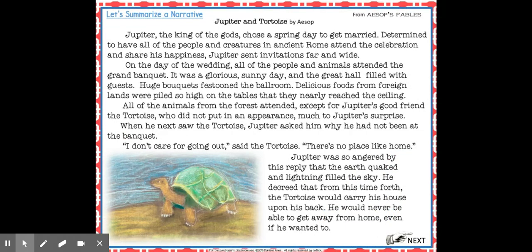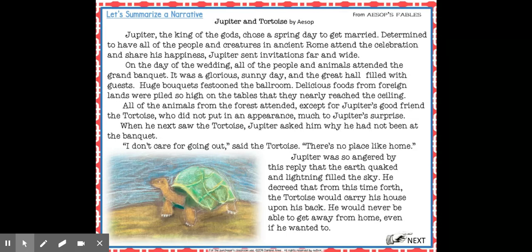Jupiter and Tortoise by Aesop. Jupiter, the king of gods, chose a spring day to get married. Determined to have all of the people and creatures in ancient Rome attend the celebration and share his happiness, Jupiter sent invitations far and wide. On the day of the wedding, all of the people and animals attended the grand banquet. It was a glorious sunny day, and the great hall filled with guests. Huge bouquets festooned the ballroom. Delicious food from foreign lands was piled so high on the tables that it nearly reached the ceiling.